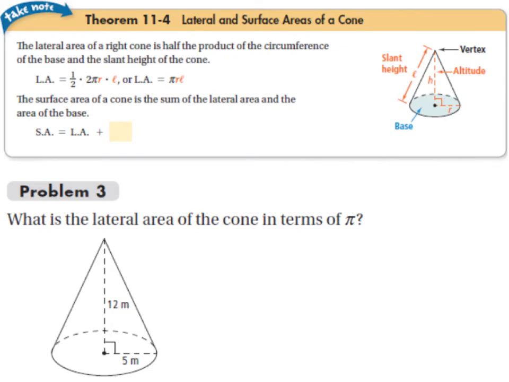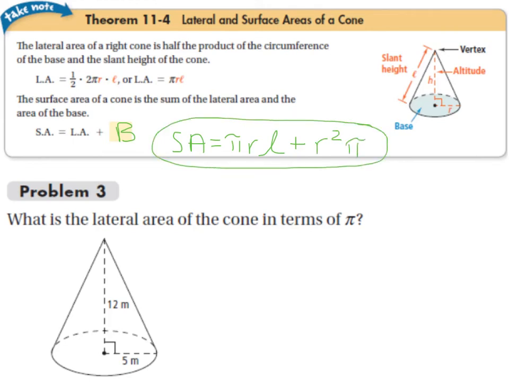A cone has the same concept. You want to find the lateral area and add it to the area of the base. So in this case, if you were to write out the total formula for surface area, it would be your lateral area, which is pi r times your slant height, plus the area of your base, which is r squared pi. So I'd write down this formula for surface area of a cone.